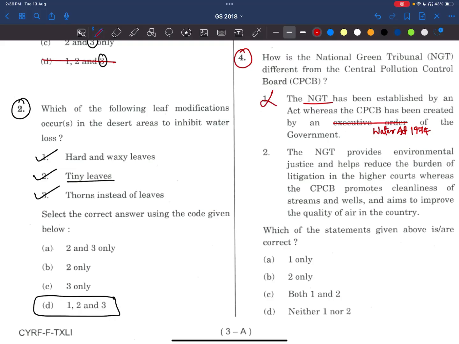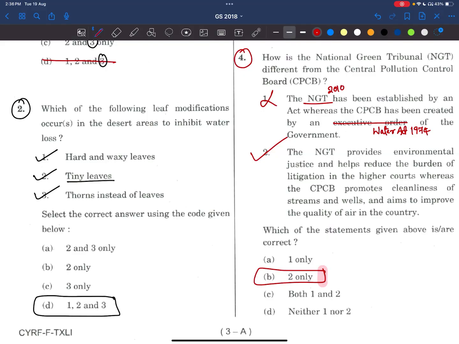Now, NGT provides environmental justice and helps reduce the burden of litigation in the higher courts, whereas CPCB promotes cleanliness of streams and wells and aims to improve the quality of air in the country. This statement is exactly true, friends. So the answer is 2 only. Okay. See, as I said, for NGT there is a separate act. It was passed in 2010, right?